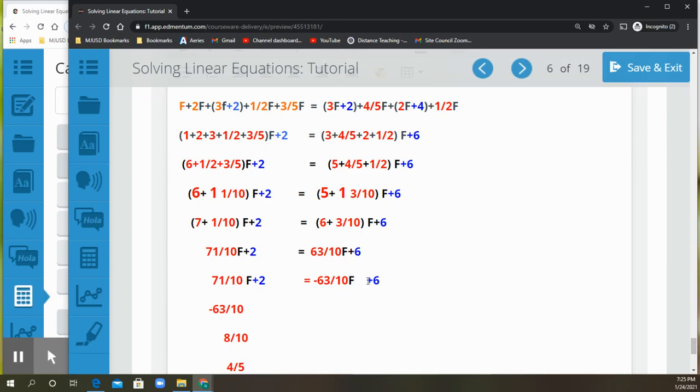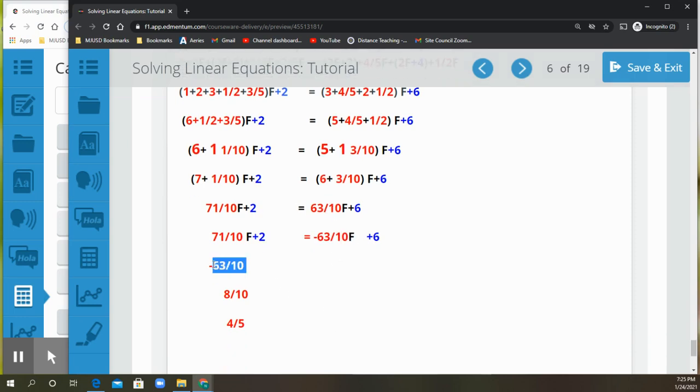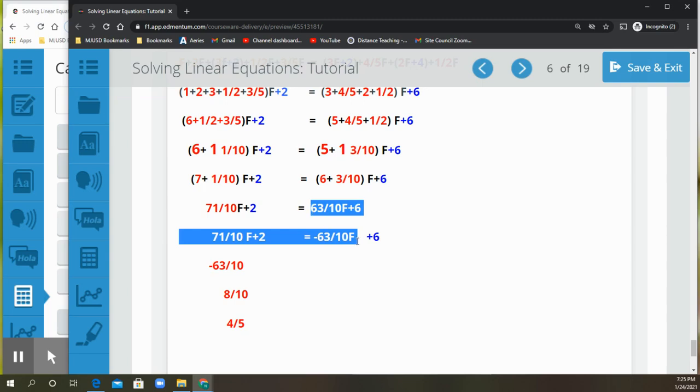All right, so we're going to undo this from this side and bring it over here. So now we've undone this. This 63/10 is undone. It's not on this side anymore. So on this side, we are left with this plus 6, which I will bring down and put right here. Plus 6.